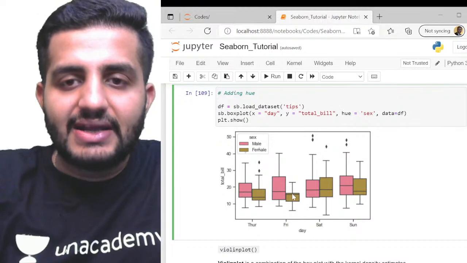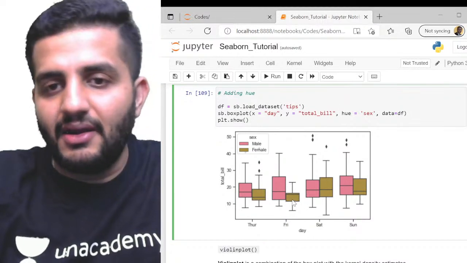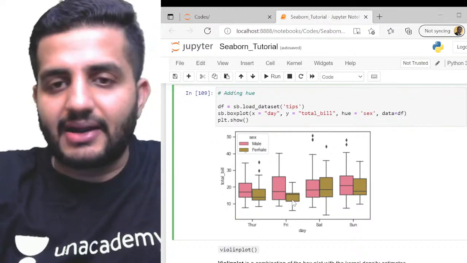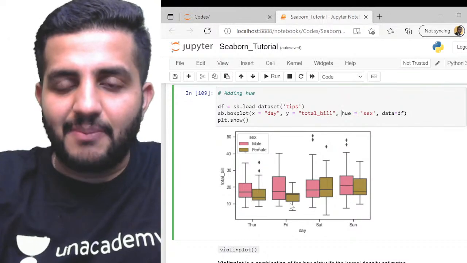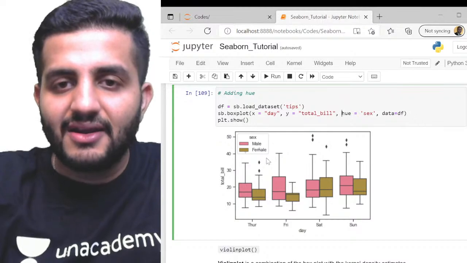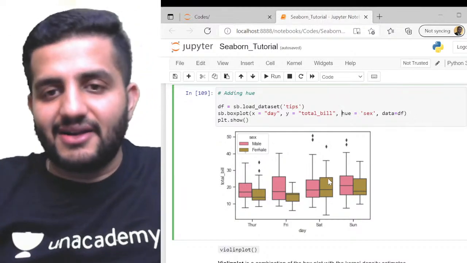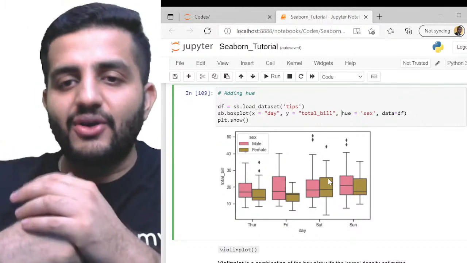And also on Fridays you can see that the females are not paying that much bills, maybe ladies night out, and on Fridays the males are paying more bills. They are happy for the weekends and they're trying to do something else. So I mean, clear observations, right? So you can try to find out very interesting things.